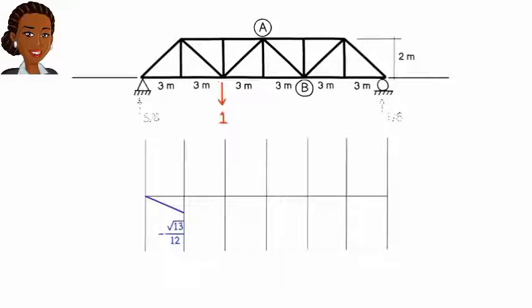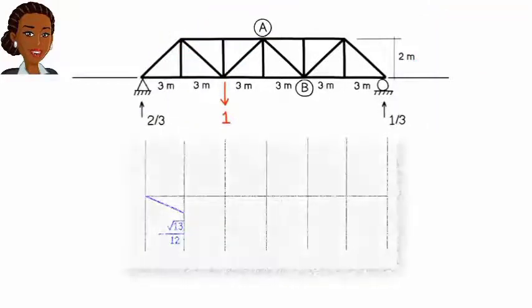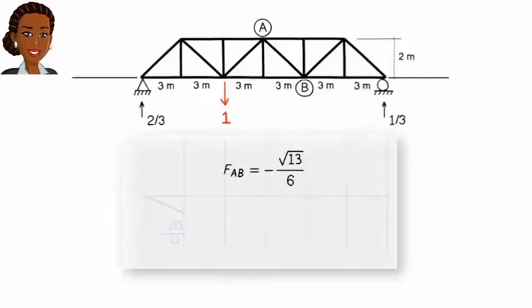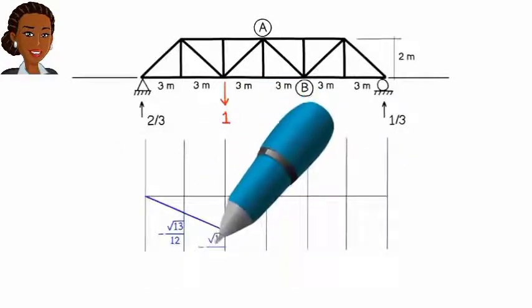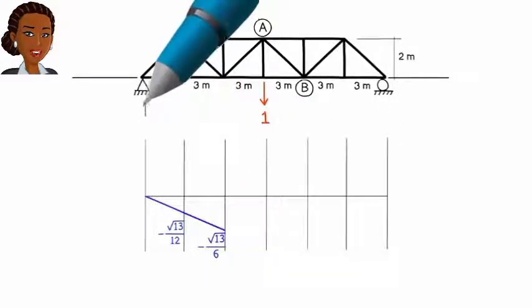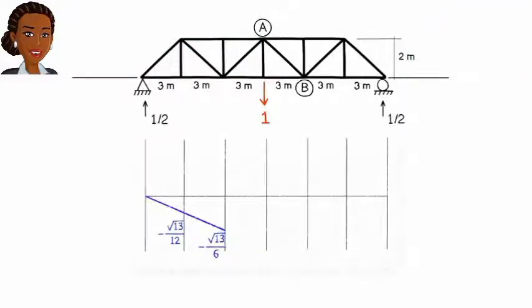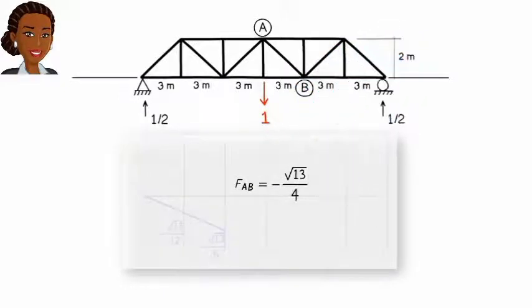Now we move the load to the next truss joint. We then calculate the resulting support reactions and determine the force in AB, just like the previous step. This time, we get negative square root of 13 divided by 6. We plot the point and connect it to the previous point using a straight line. We continue moving the unit load from joint to joint, calculating the resulting force in member AB at each step and plotting the value on our line graph until the diagram is complete, like this.